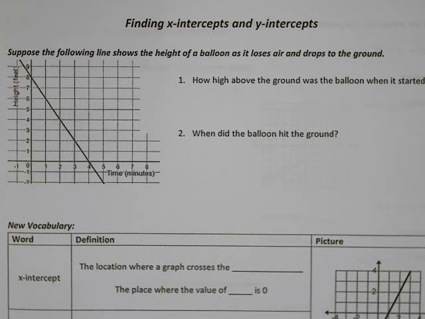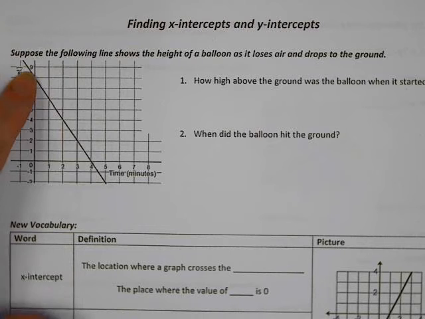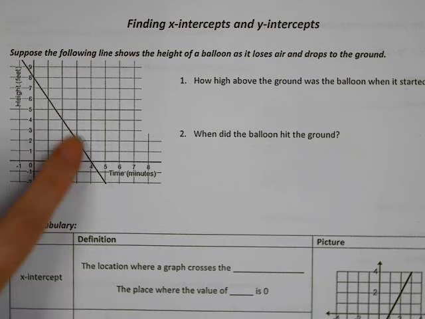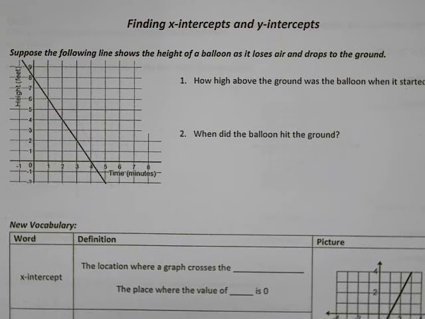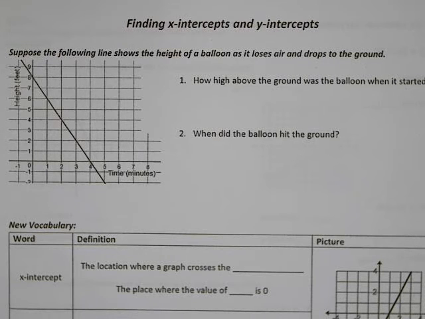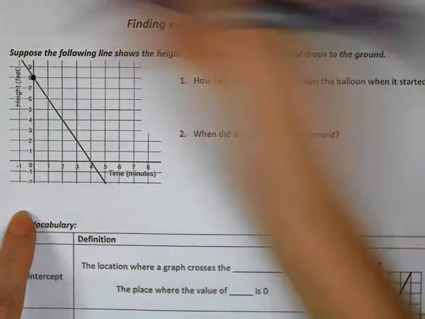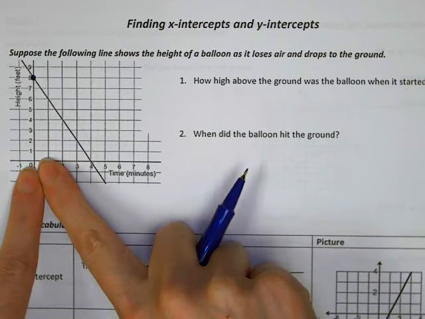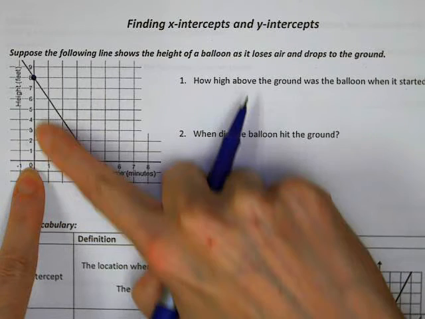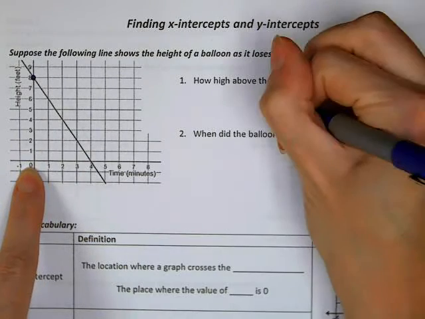So first of all, a little warm-up on a graph here. Let's say this is the height of a balloon as it loses air and drops to the ground. So answer me question 1. How high above the ground was the balloon when it started deflating? So what do you guys think? I'm hoping you guys would say 8, because at time 0, before it started deflating, the balloon was up at 8 feet.